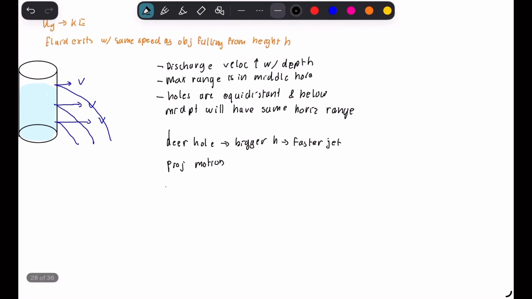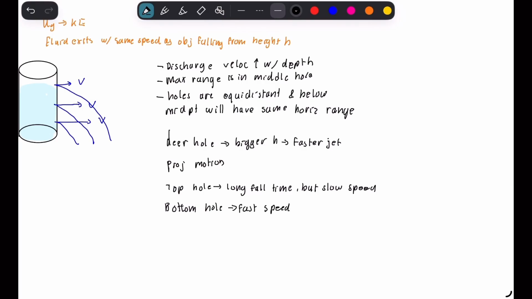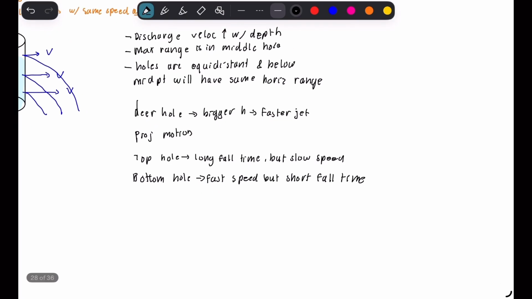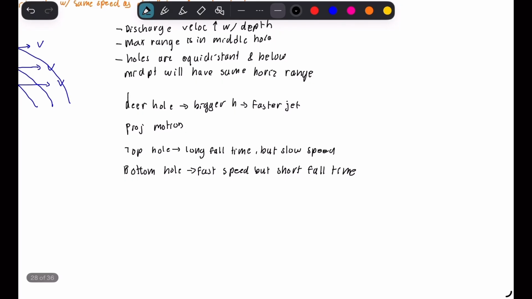That's because at the top hole, this is going to be a long fall time, but slow speed. At the bottom hole, this is going to be a fast speed, but a short fall time. The middle is the best balance. So the holes equally spaced above and below the midpoint are going to land at the same horizontal distance.